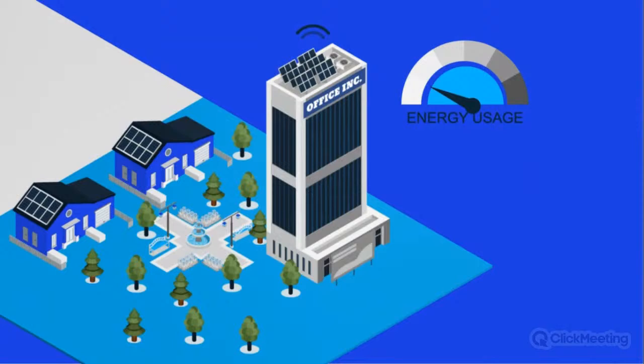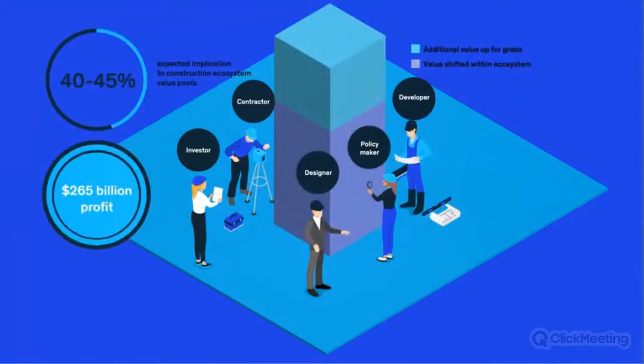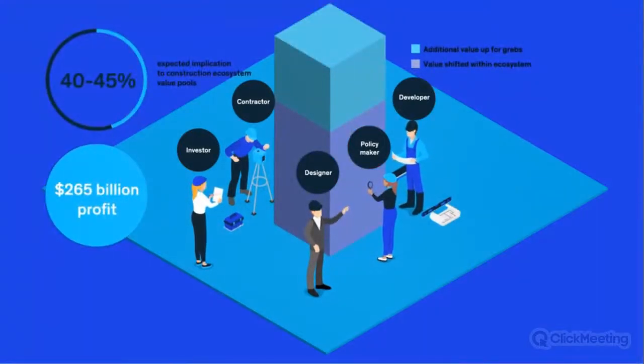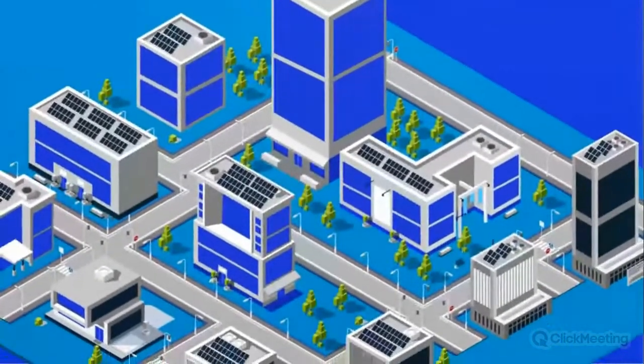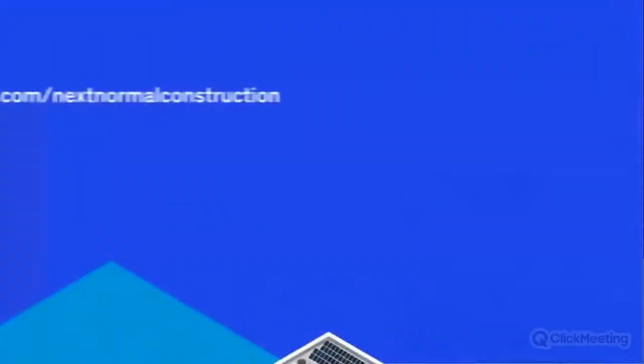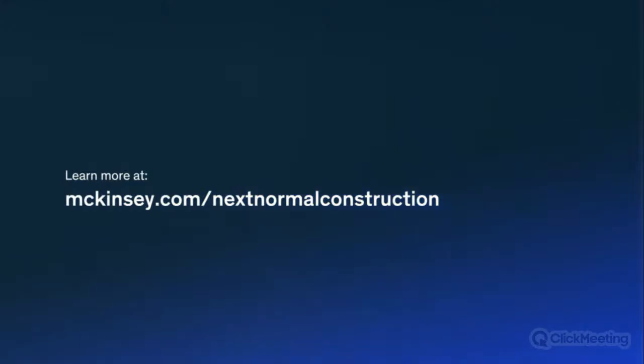To defend and capture the value and profit pools at stake, all players in the ecosystem can take the opportunity to transform their business models and operations. The time is now. Investors can generate alpha from foresight. Policymakers can accelerate the transformation to enable better and more affordable infrastructure and housing. Learn more at mckinsey.com/next normal construction.